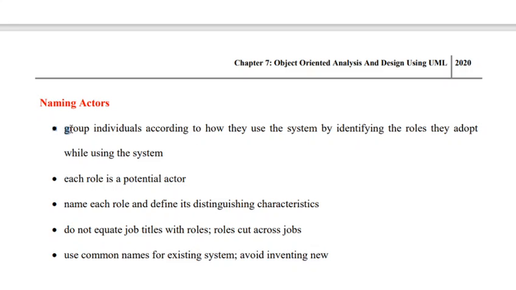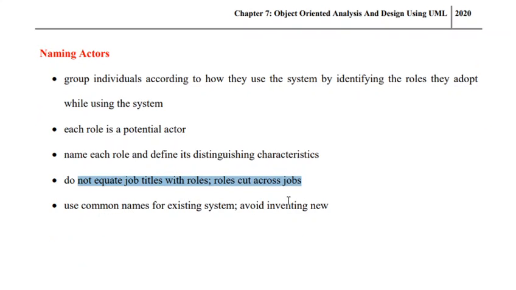So group individuals accordingly to how they use the system by identifying the roles. Each role is a potential actor. So name each role and define its distinguishing characteristics. Do not equate job titles with roles. Roles cut across jobs. So use common names for the existing system.